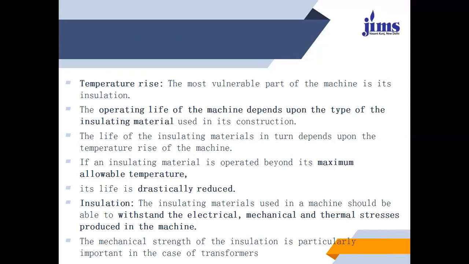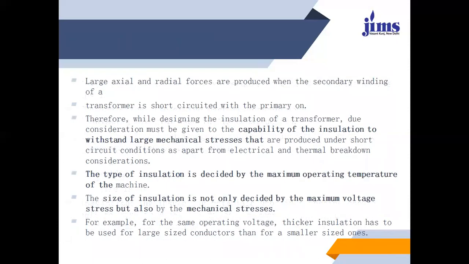The mechanical strength of the insulation is particularly important in the case of transformers. Large axial and radial forces are produced when the secondary winding of a transformer is short-circuited with the primary on. Therefore, while designing the insulation of a transformer, due consideration must be given to the capability of the insulation to withstand large mechanical stresses that are produced under short-circuit conditions, apart from electrical and thermal breakdown considerations.